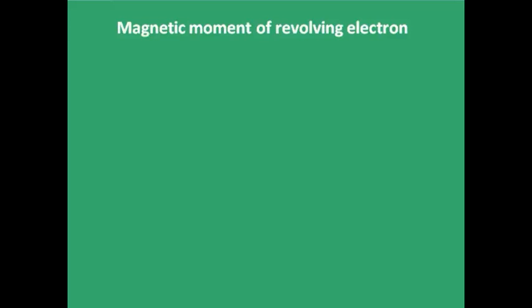Hello friends, we shall start this video with a discussion about the magnetic moment of a revolving electron in Bohr's model of atom. Say this is the nucleus and you have an electron revolving around this. Say this is the electron, and the electron is going in this direction. Now take any cross section.